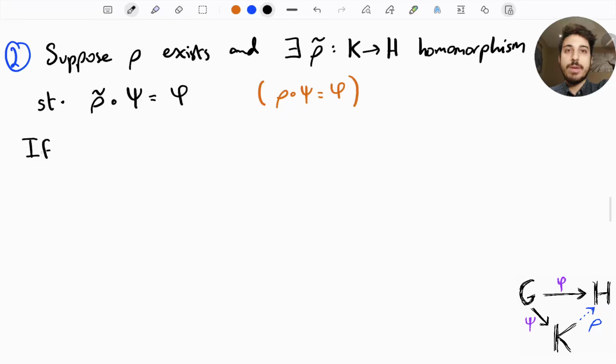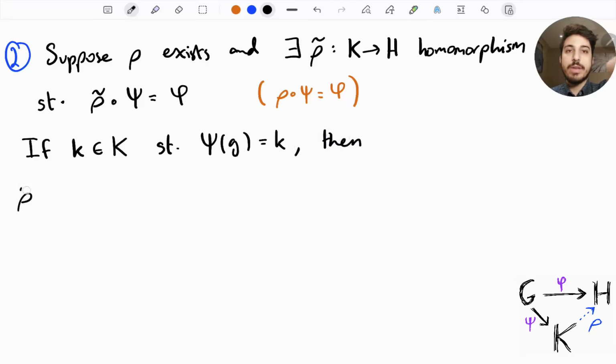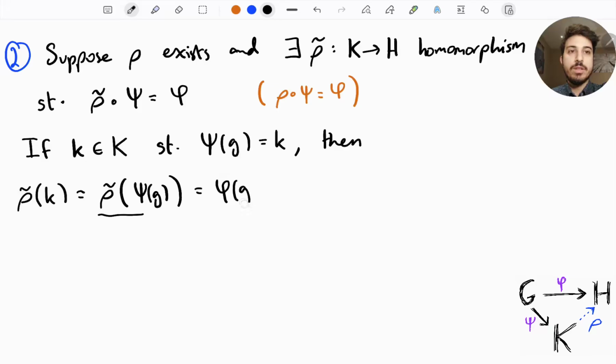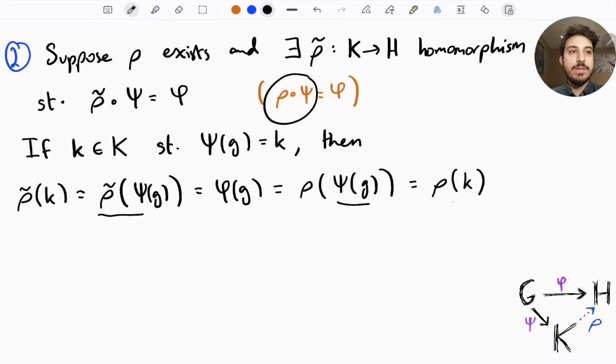So if we have an input k in K, we know since psi is surjective, then K is the image of some G in G. So psi of G is equal to K. Then rho tilde of K, we'll just replace K by psi of G. And now we have that rho tilde psi of G is equal to phi of G. But phi of G is also equal to rho psi of G. And rho psi of G is equal to rho of K, because I know that psi of G is equal to K.